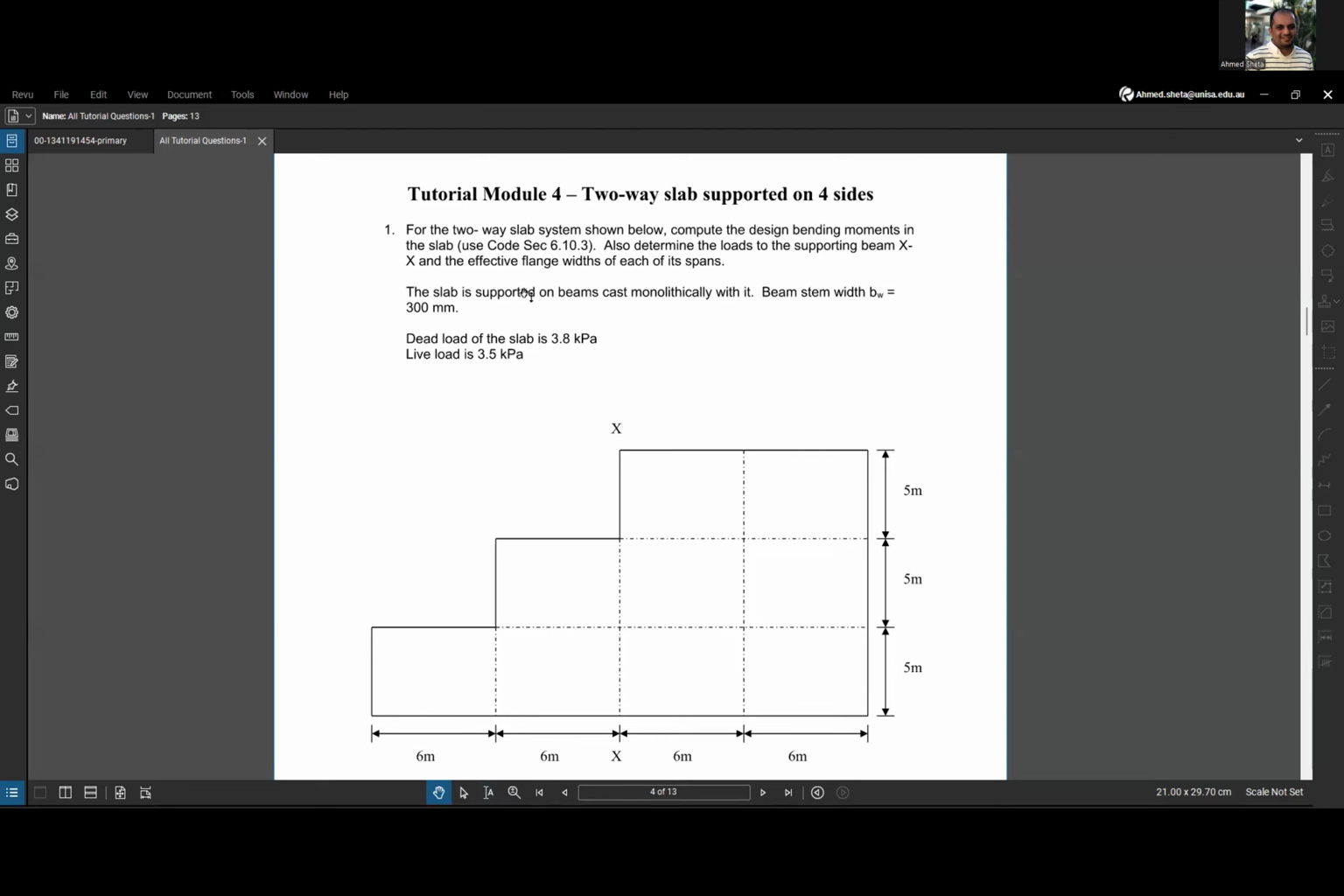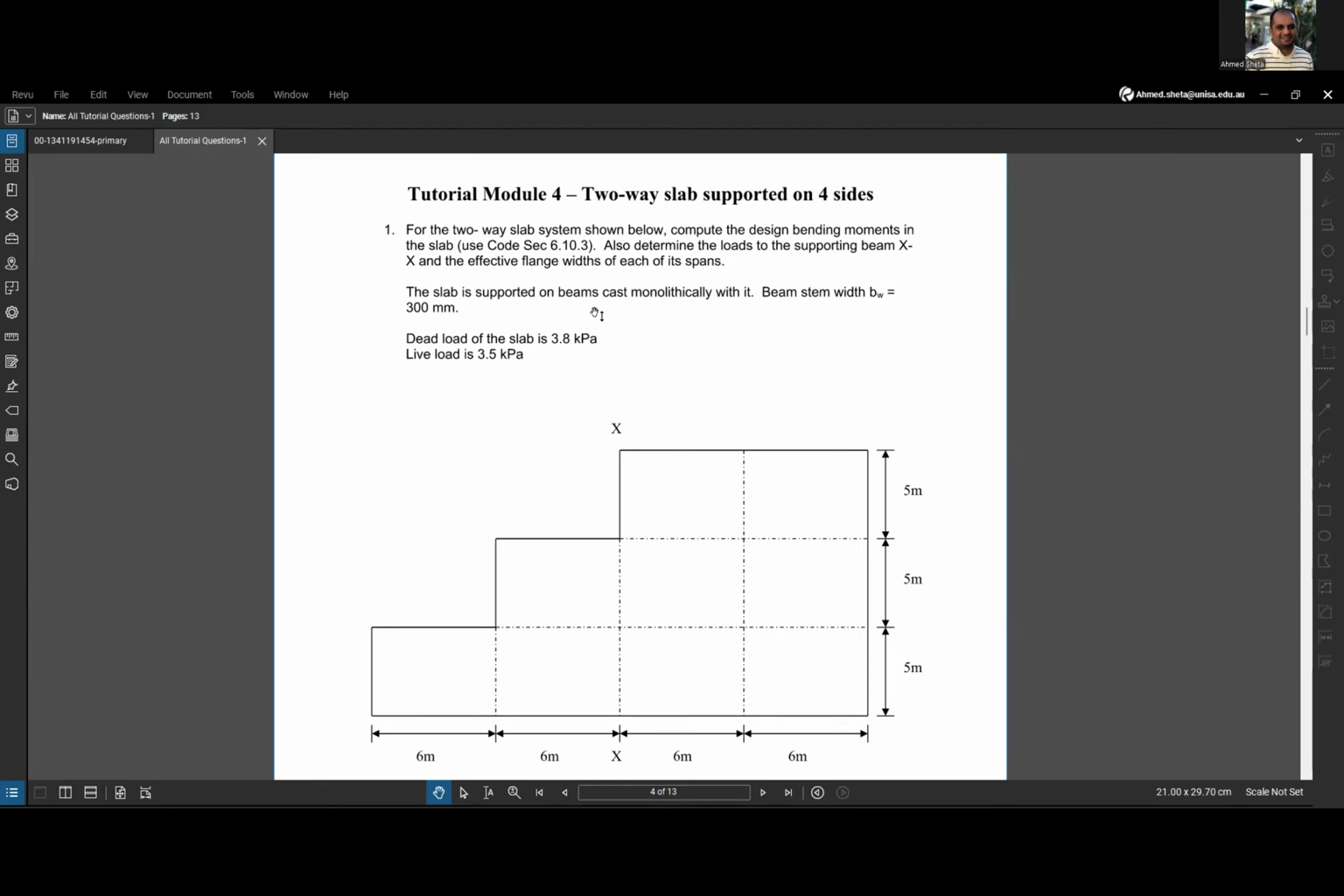The given information about the two-way slabs are as mentioned here. So the slab is supported on beams cast monolithically with the slab. The width of the beam or the stem width of the beam is 300 millimeter. The dead load on this slab is 3.8 kPa or kilonewton per square meter. The live load on this slab is 3.5 kPa.